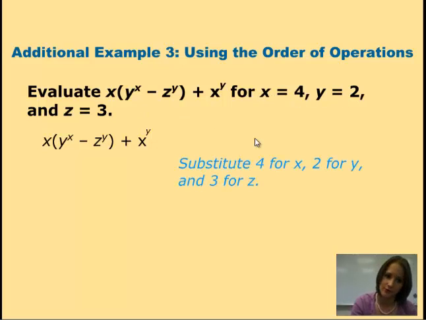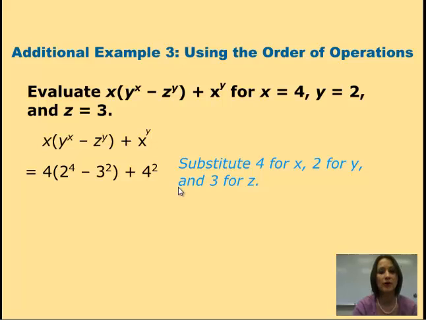So you're going to need to substitute first. Anywhere you see an x, you put a 4. Anywhere you see a y, you put a 2. Anywhere you see a z, you put a 3. So now that we've put in all the numbers, hopefully it seems a little less confusing. Now you're going to follow order of operations. In order of operations, the first thing we do is parentheses. Inside of these parentheses, I have more than one operation. So I'm basically doing PEMDAS inside of PEMDAS.